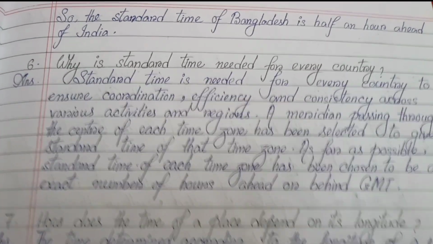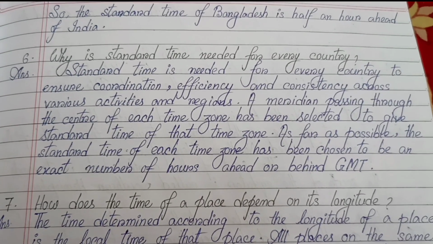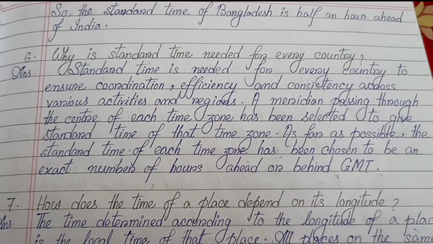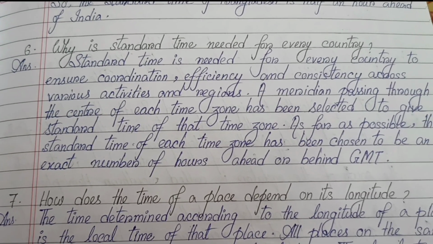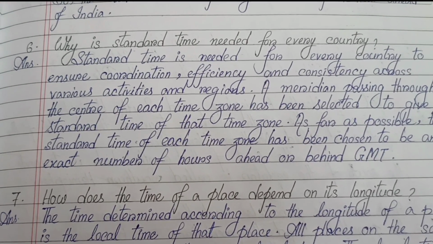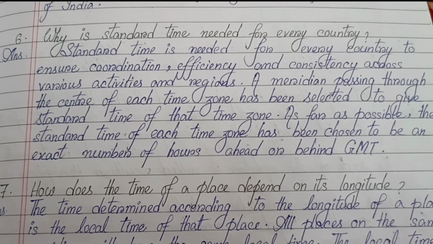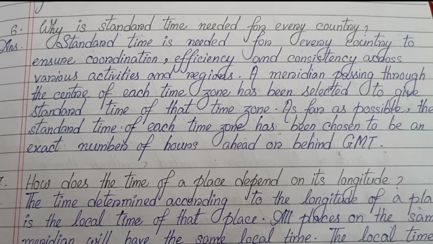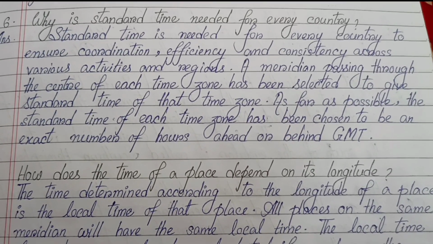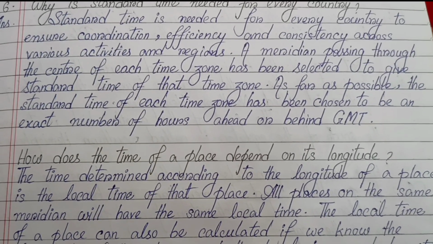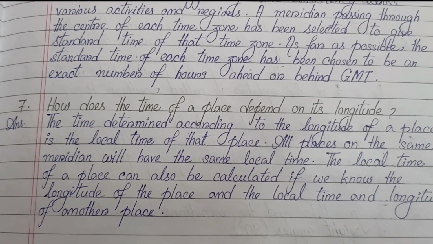Number 6. Why is standard time needed for every country? Standard time is needed for every country to ensure coordination, efficiency and consistency across various activities and regions. A meridian passing through the center of each time zone has been selected to give standard time of the time zone. As far as possible, the standard time of each time zone has been chosen to be an exact number of hours ahead or behind GMT.